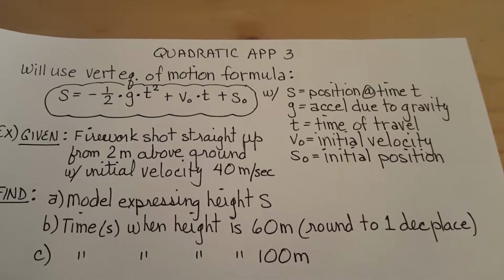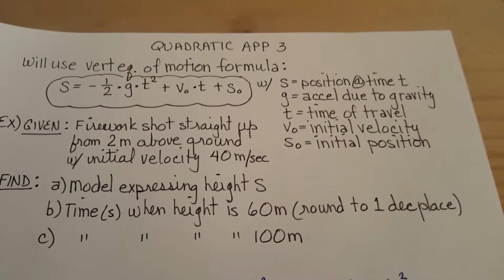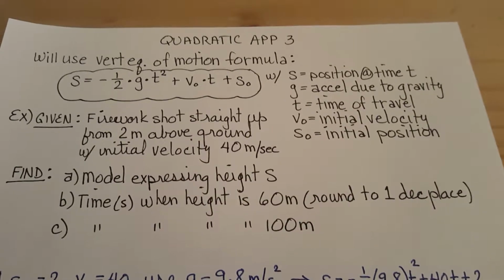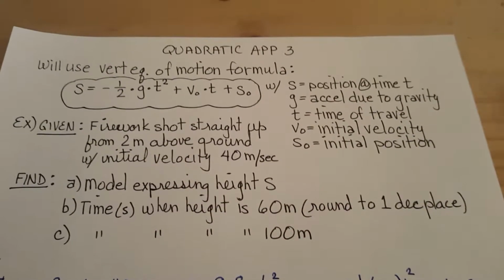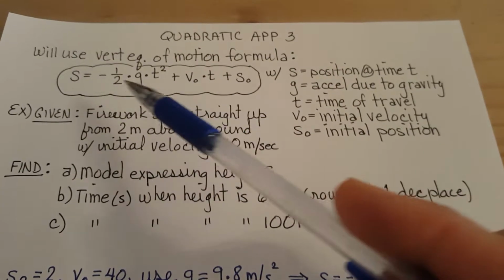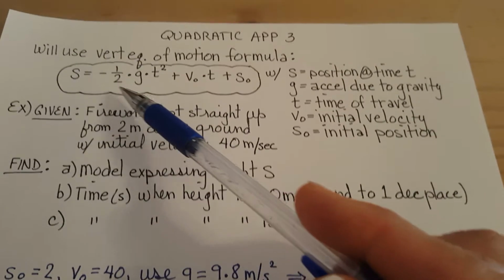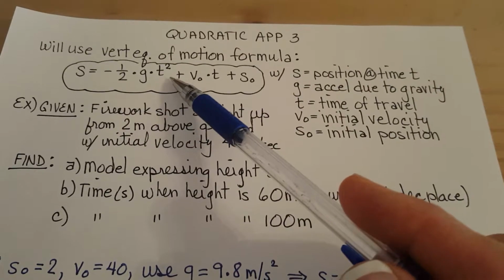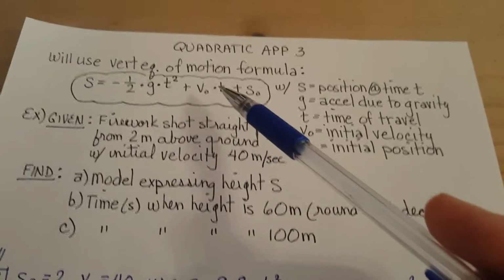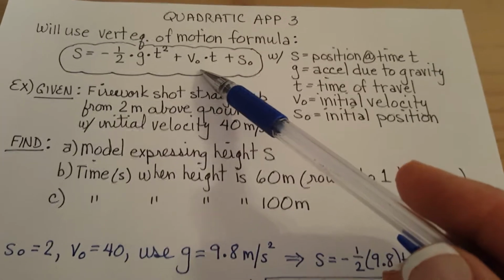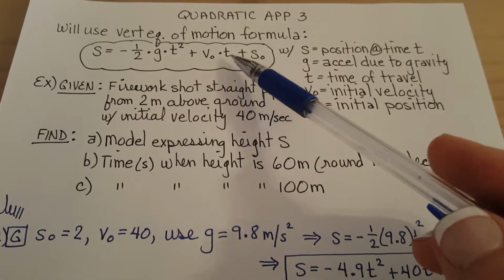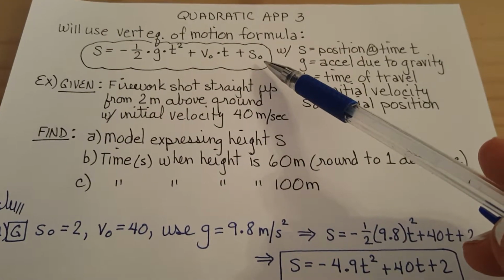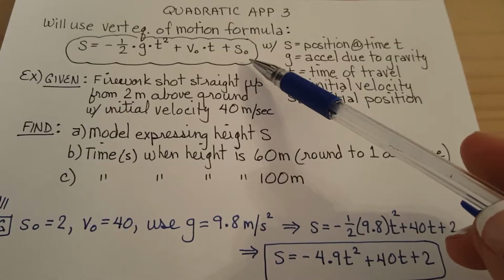Let's do this quadratic equation application. We will use the vertical equation of motion. S, which is position at time t, equals -1/2 times g, that's the acceleration due to gravity, times t squared, plus v sub o, which is the initial velocity of the object, times t, the amount of time it's traveling, plus s sub o, which is the initial position.